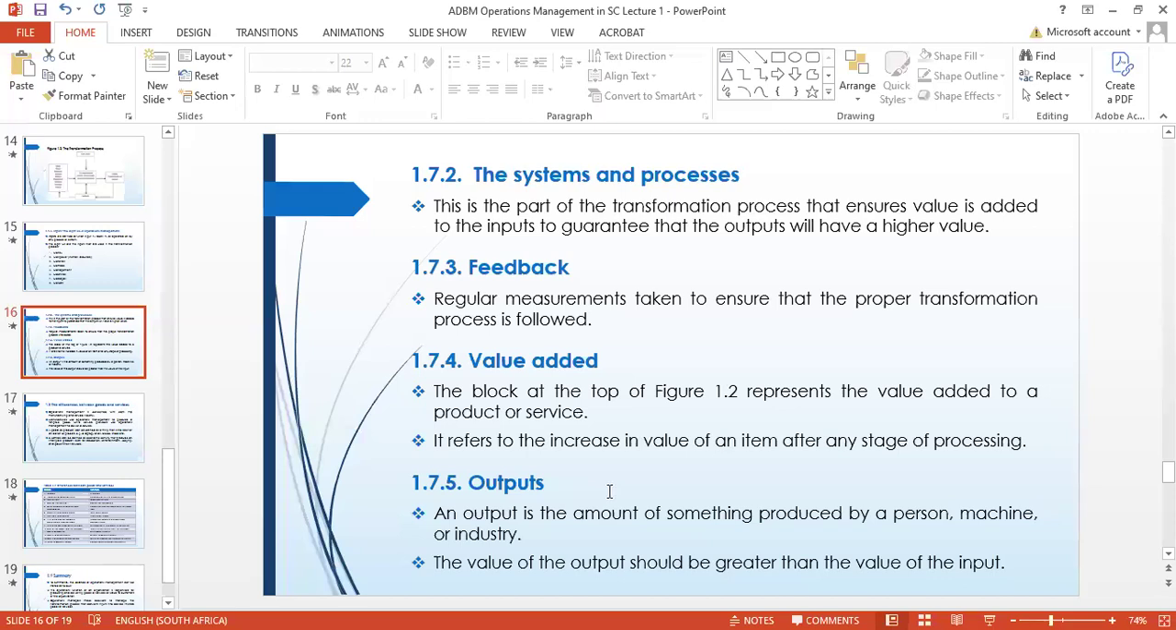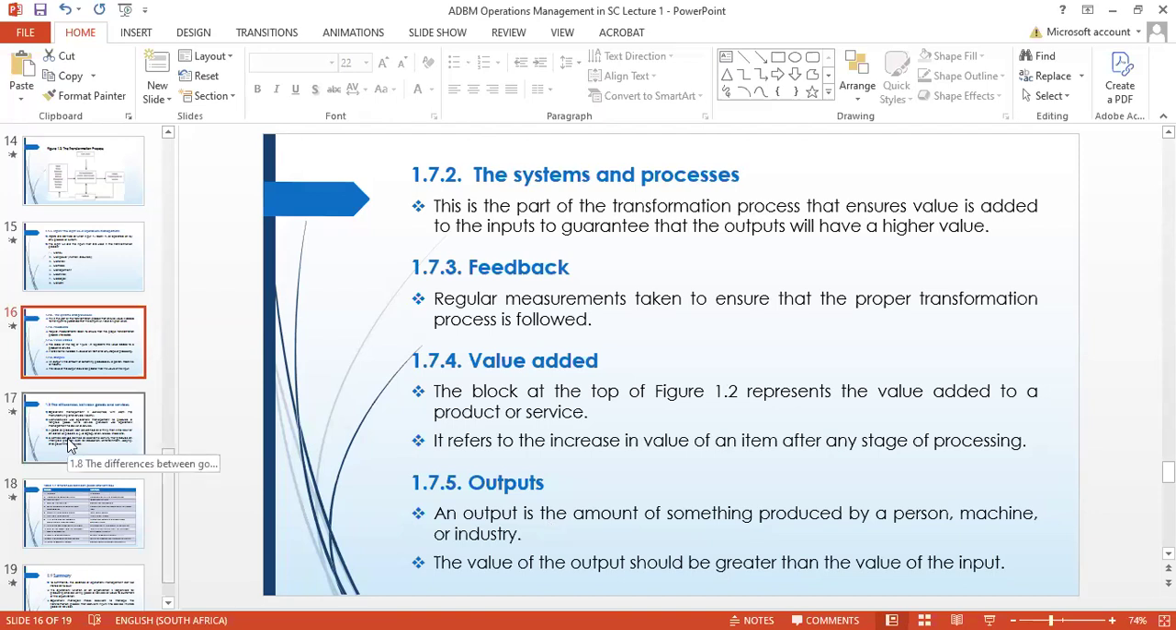And lastly, in the transformation process, we have the outputs, right? A thing that is produced at the end. It's produced by the workers, it's produced by a machine or by the business organization. And the value of this output should be greater than the inputs that are used to produce that output so that the business can sell it at a profit. If it has got the same value, then the business is not going to get a profit. It should have a value that is higher than the inputs that are used to produce it.